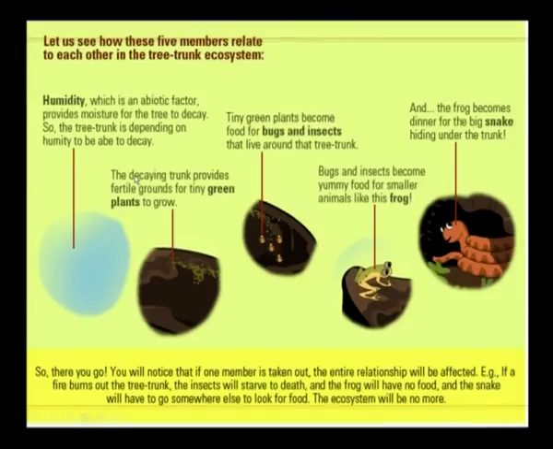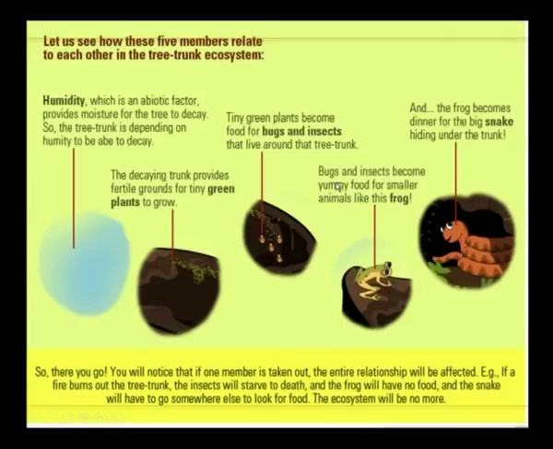So when there is humidity, naturally the smaller plants grow, and you can see even in between concrete floorings, small cracks where small plants grow, which is due to the humidity present in the ground. Likewise the same happens in a decaying tree trunk, and then tiny green plants become food for bugs and insects that live around the tree trunk. As we said before, since these plants are growing, they become food for the bacteria and smaller insects which are present due to the humidity content around the tree.